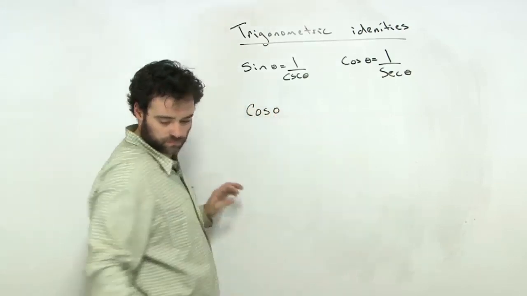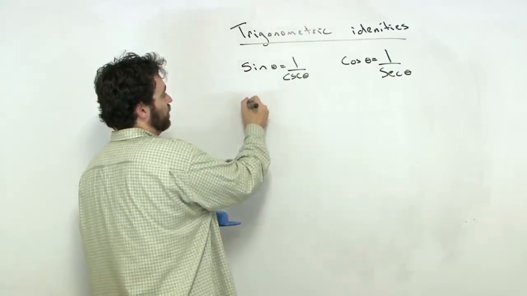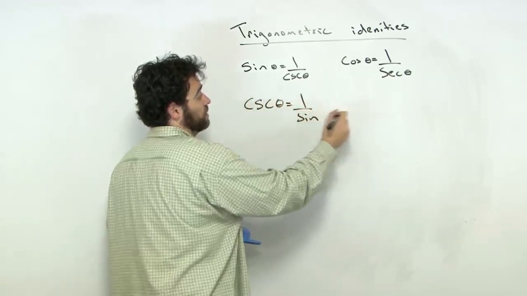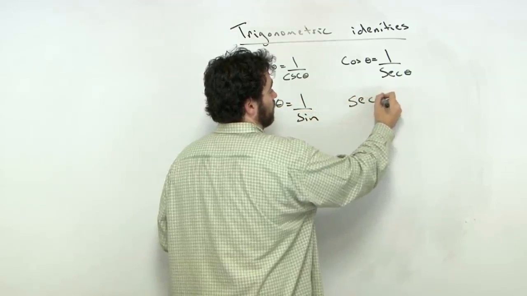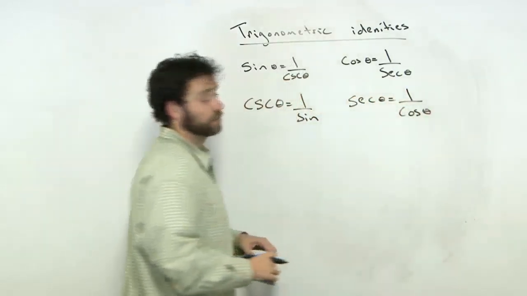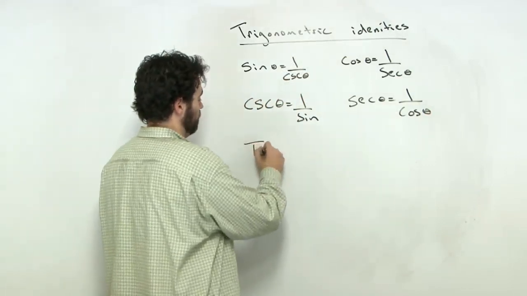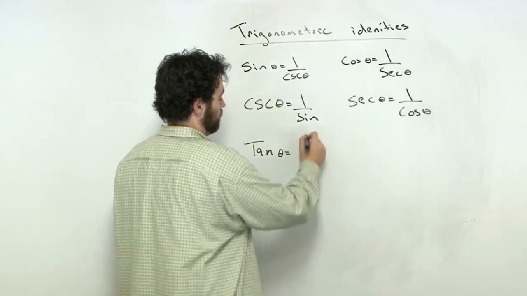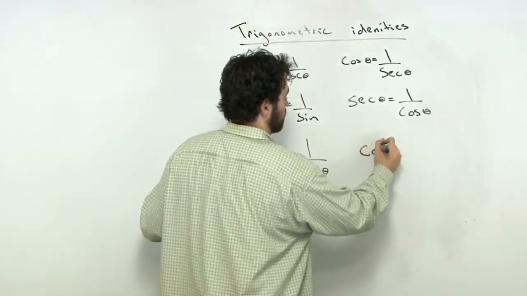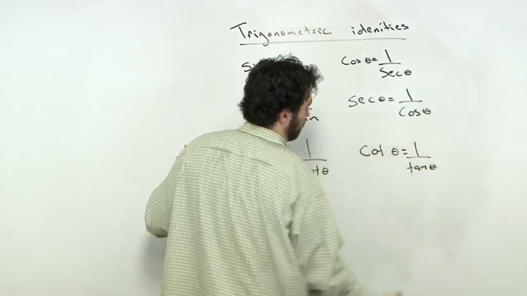It also gives us that cosecant of theta is equal to 1 over sine, the same as secant of theta is equal to 1 over cosine theta. Okay? Then we have the tangent of theta is 1 over cotangent of theta, and the other idea is cotangent of theta is 1 over tan of theta.